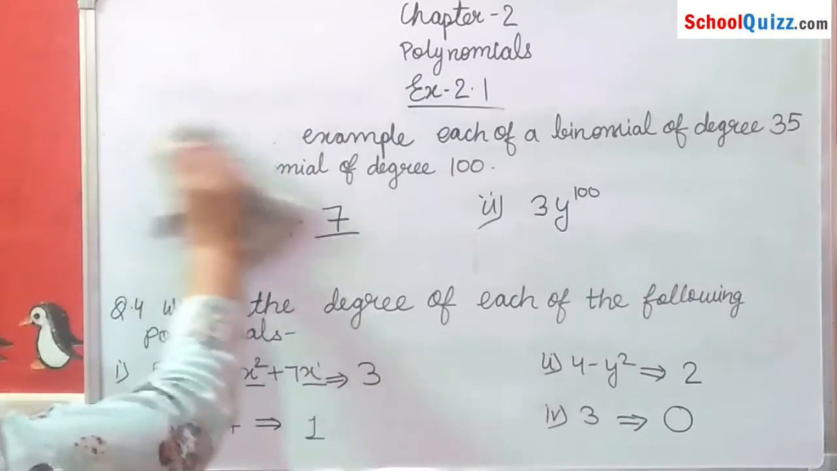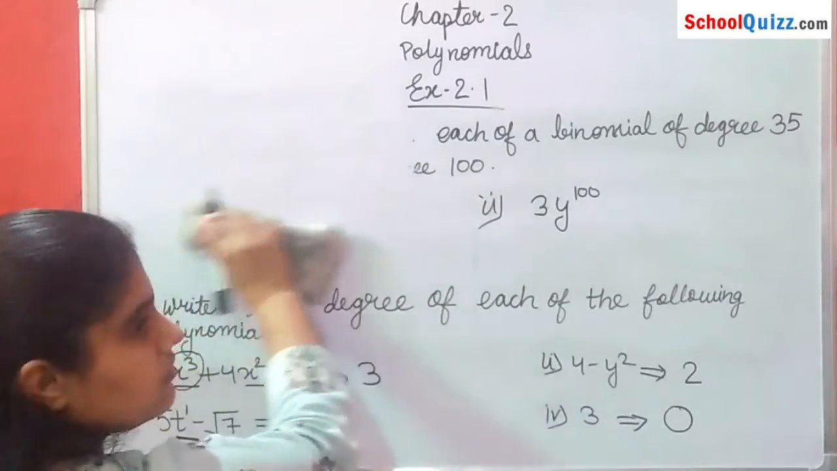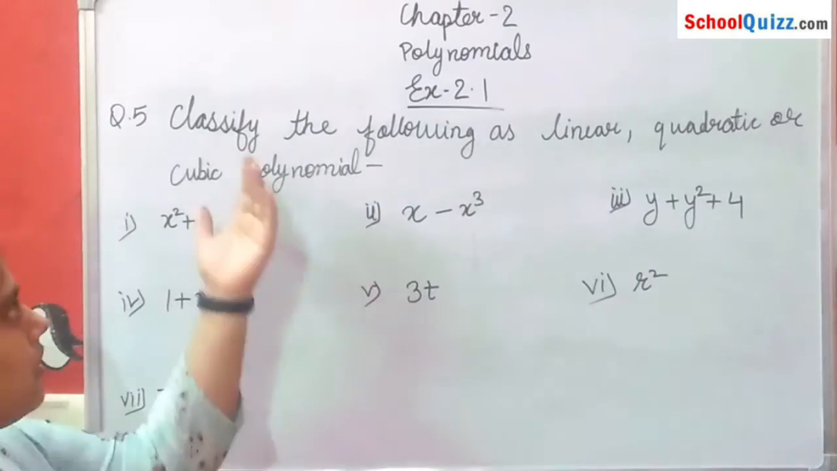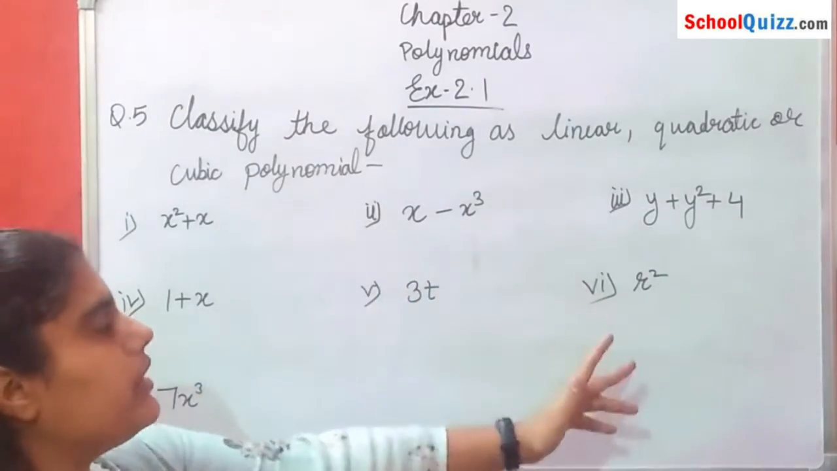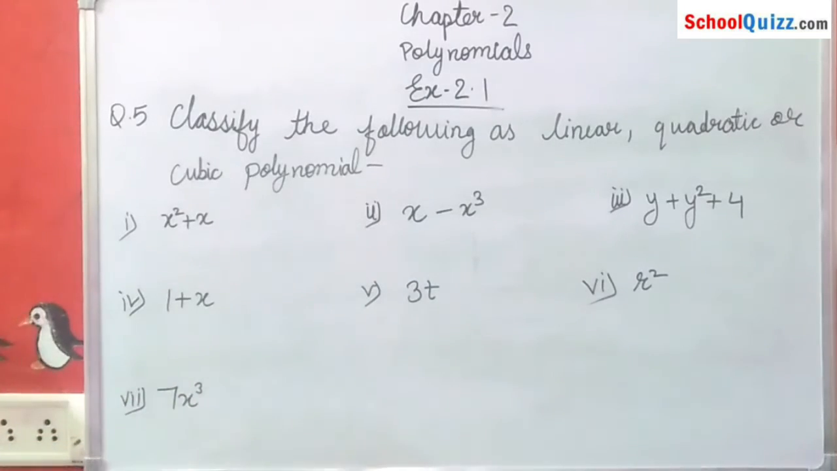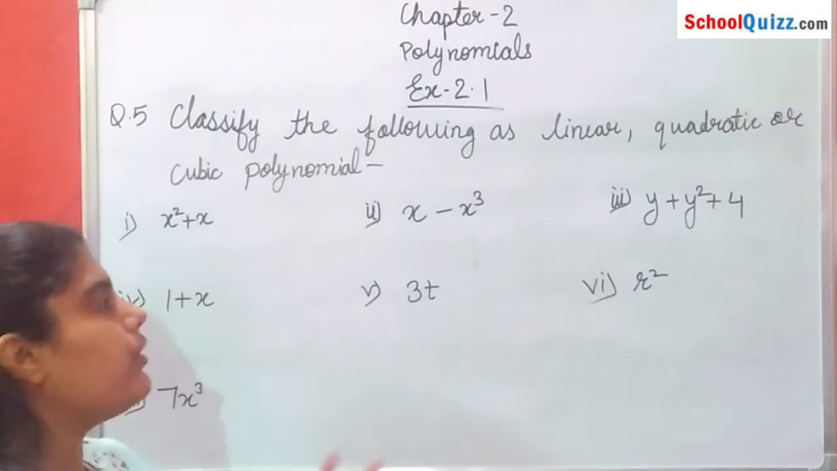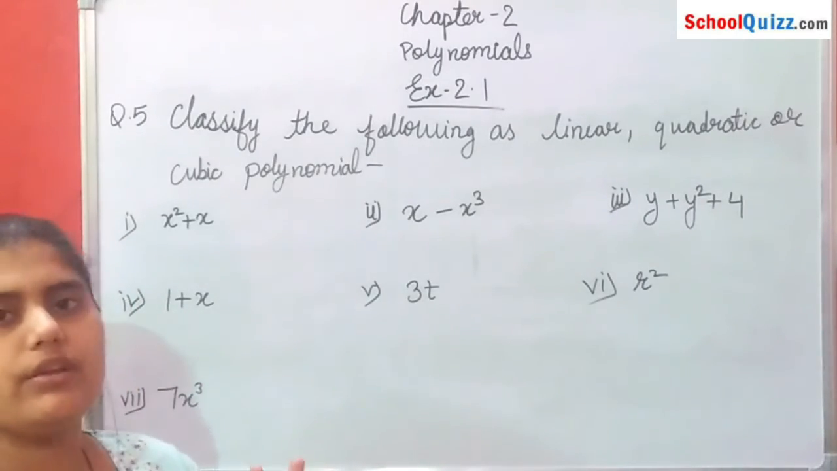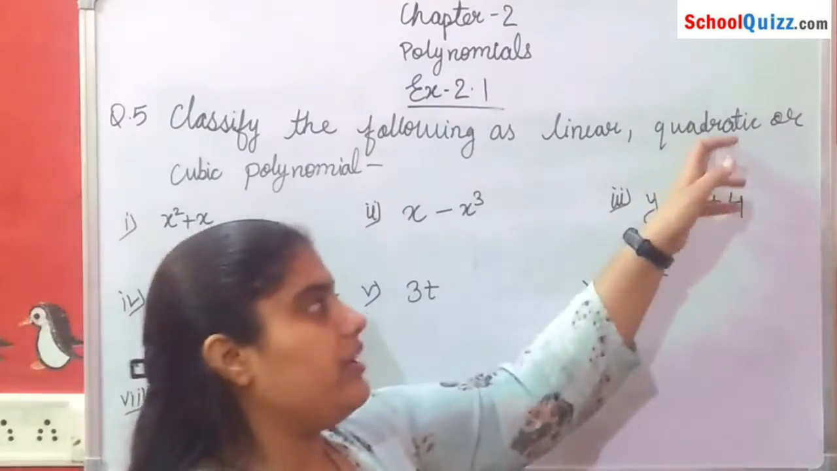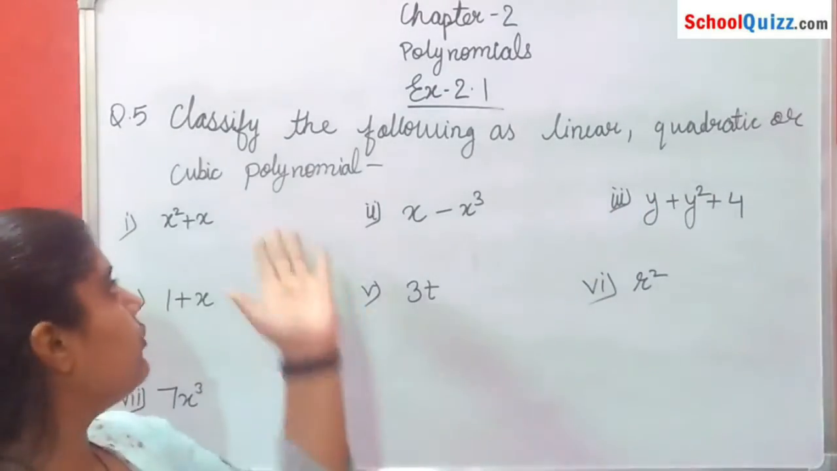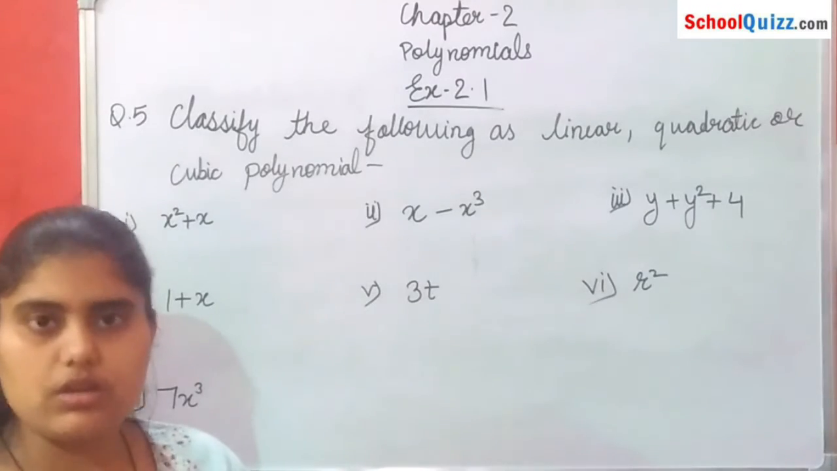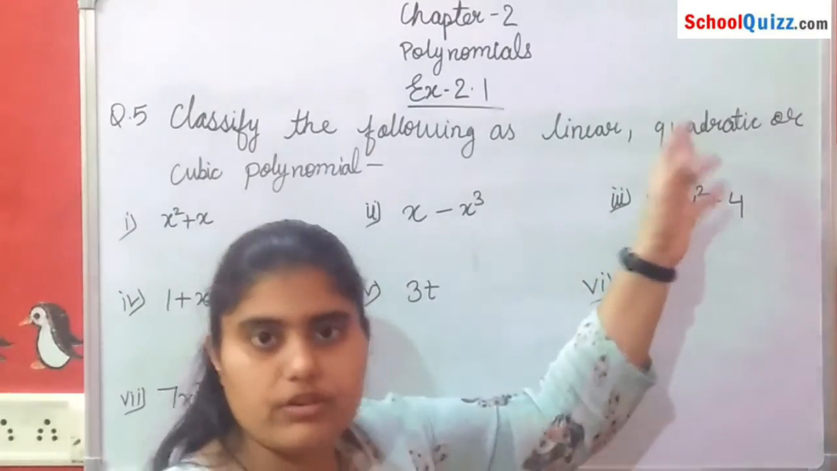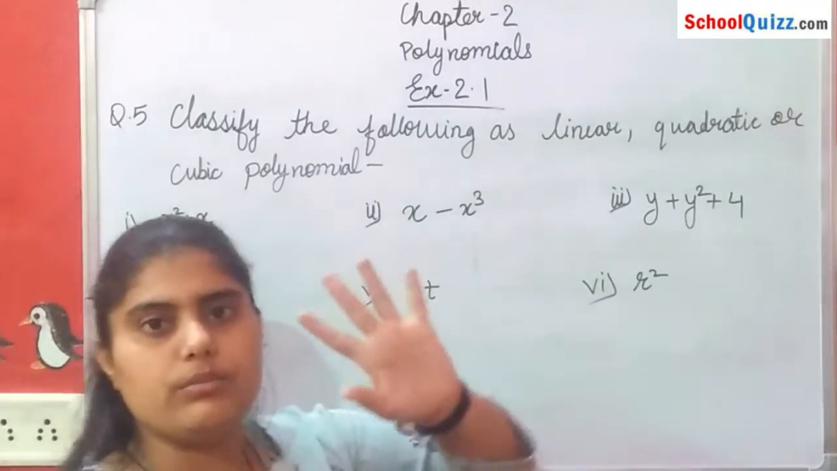Now moving to our last question, which is question number 5. Now the last question of the exercise. The question is, classify the following as linear, quadratic or cubic polynomial. So what are linear, quadratic and cubic polynomials? Linear polynomial if the variable has degree 1 only. Quadratic if the variable has degree 2 and cubic if the variable has degree 3. Means the highest power will be 3 in a cubic polynomial, the highest power in a quadratic will be 2 and in linear it will be 1.